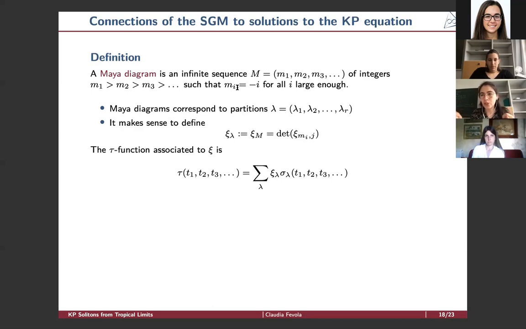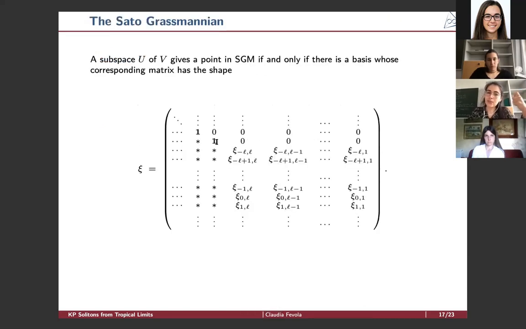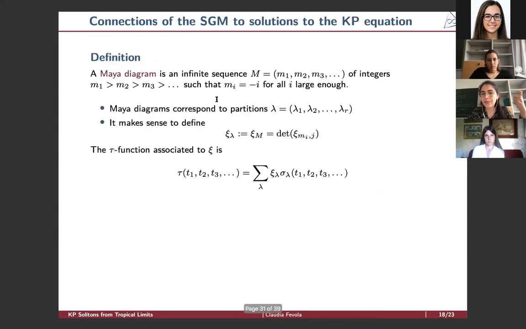And because of the shape of the matrix, it is possible to define this determinant. We can denote it by using the partition or the corresponding Maya diagram, but basically the Maya diagram is telling you which rows of the matrix you need to select. And because we've seen that the matrix from some point on has just ones on the diagonal and zeros above, this determinant actually makes sense.